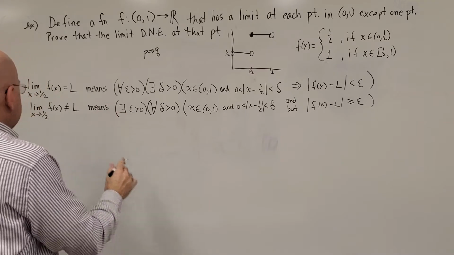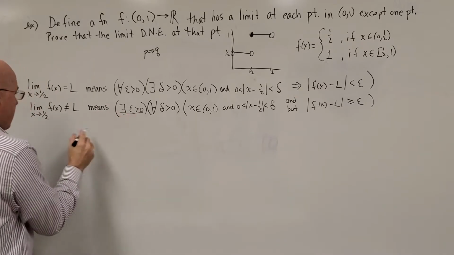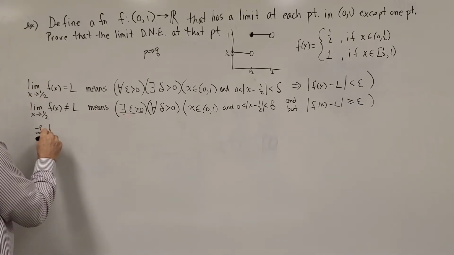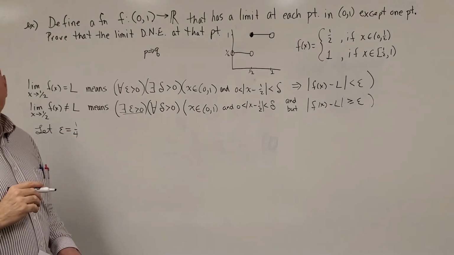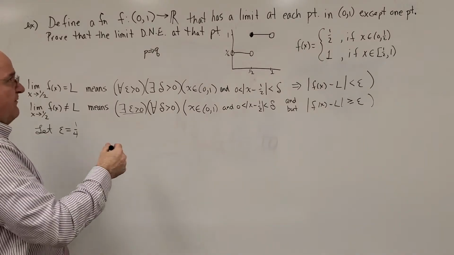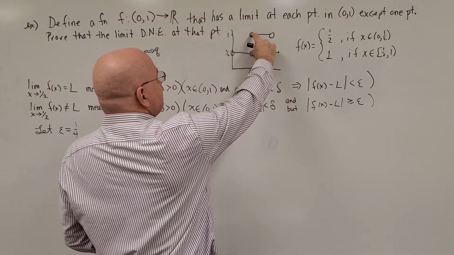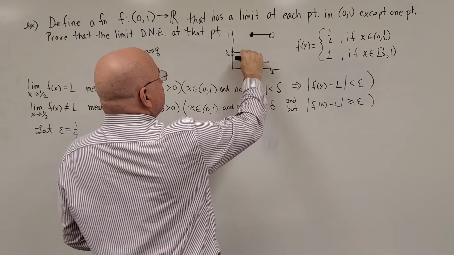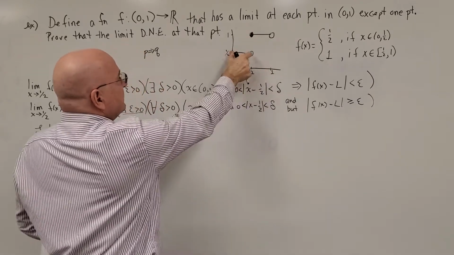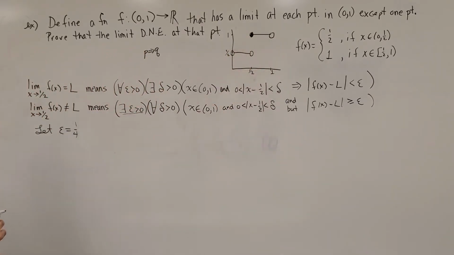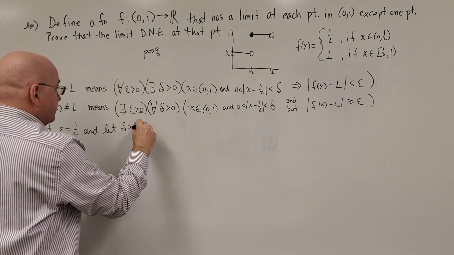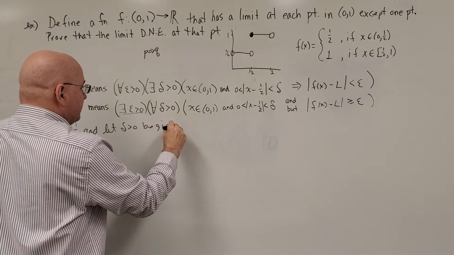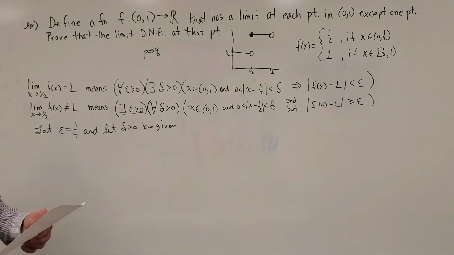Okay, since I've worked this out, I know I can use this value of epsilon, 1/4. In this case, 1/4 happens to be half of the distance between the heights of these two line segments. And we'll just say let delta greater than 0 be given. Doesn't matter what it is. Okay, so we've got our epsilon, we've got our delta.